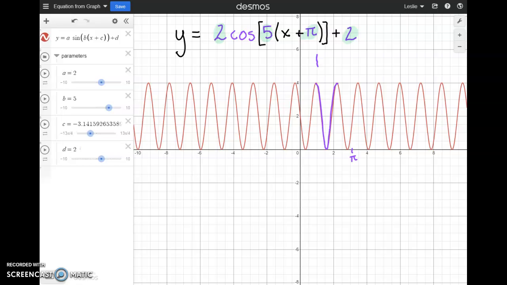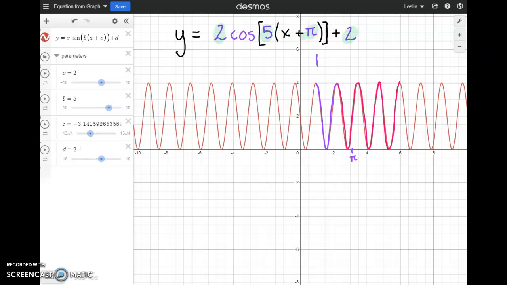And that's one cycle. Let me grab a different color of pen. Here's the second cycle. The third cycle. I got to get to 2 pi, remember? The fourth cycle. And I can get my fourth cycle here. 1, 2, 3, 4 cycles.